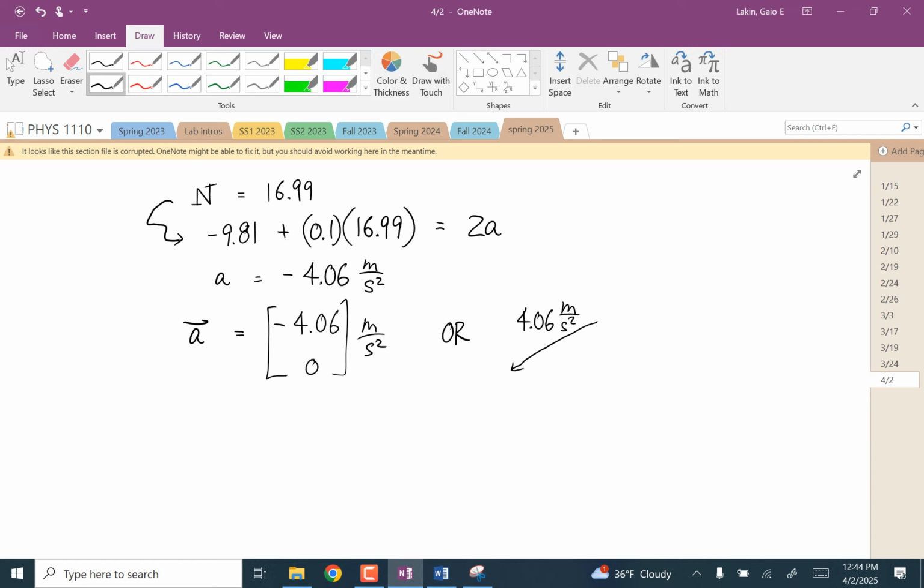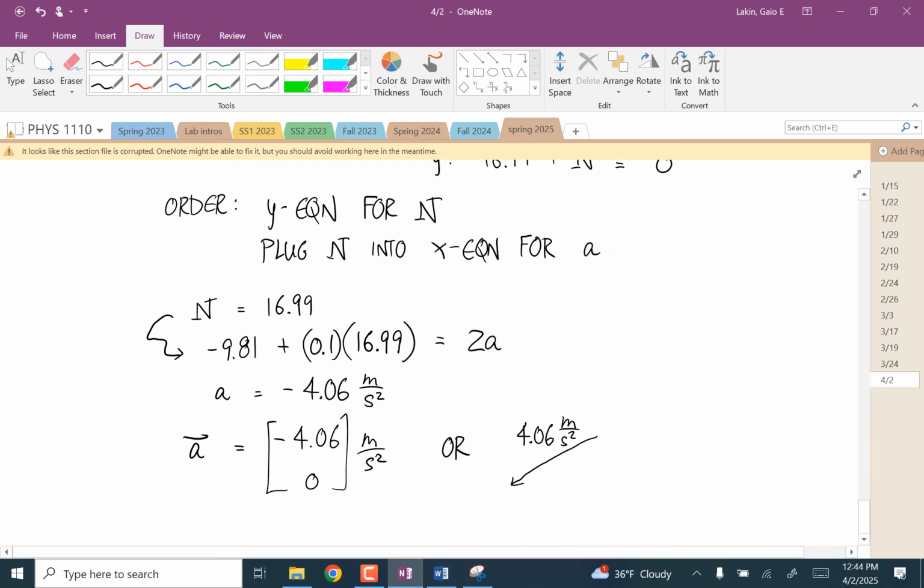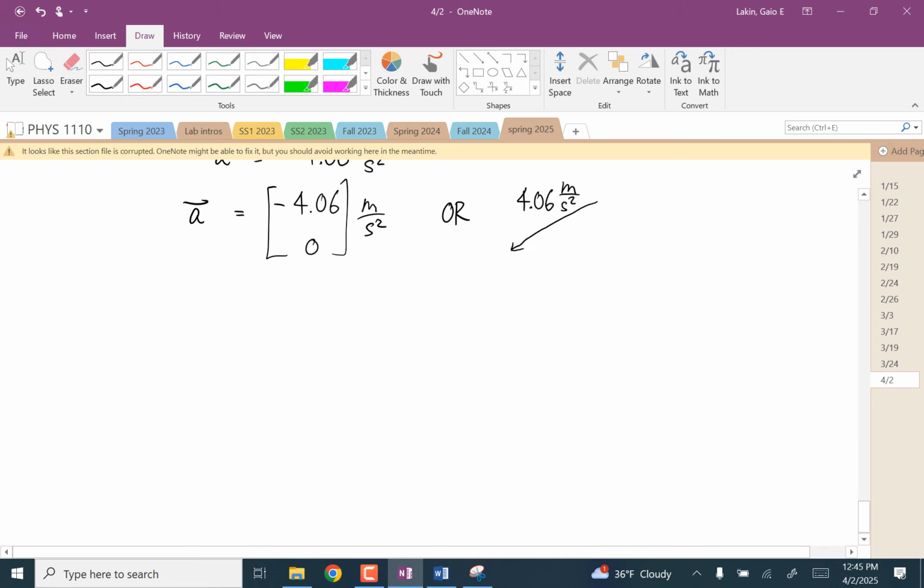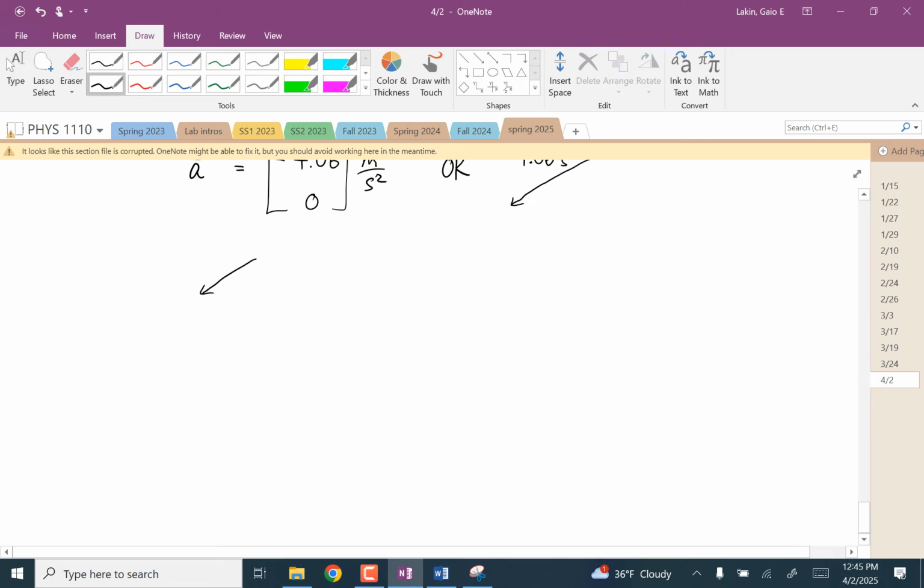Now, the last question I asked was, is it speeding up or slowing down? We know that the velocity is down the ramp. We just figured out that the acceleration is down the ramp. So which one is it? Speeding up, exactly. So the velocity is this way, the acceleration is this way. So it's speeding up.